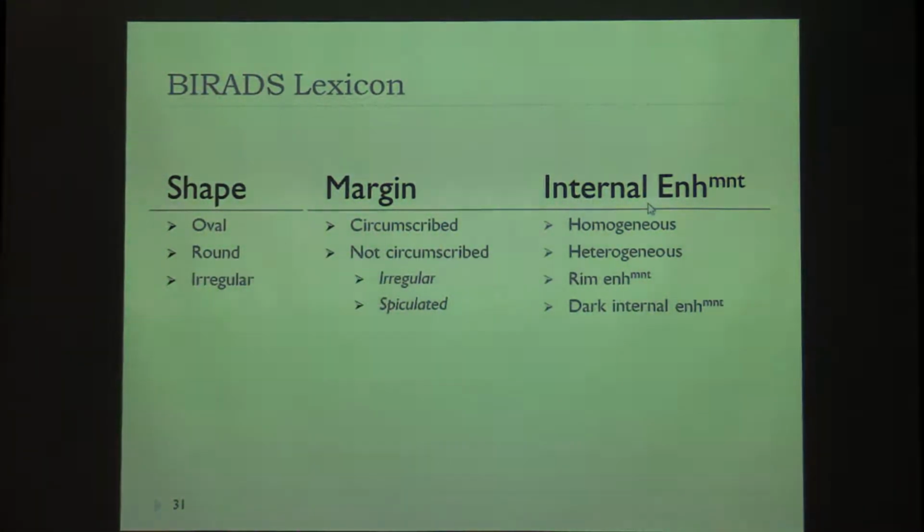And you have to describe the internal enhancement. So it could be homogeneous or heterogeneous. You can have rim enhancement and dark internal septations. No more central enhancement and things like that.